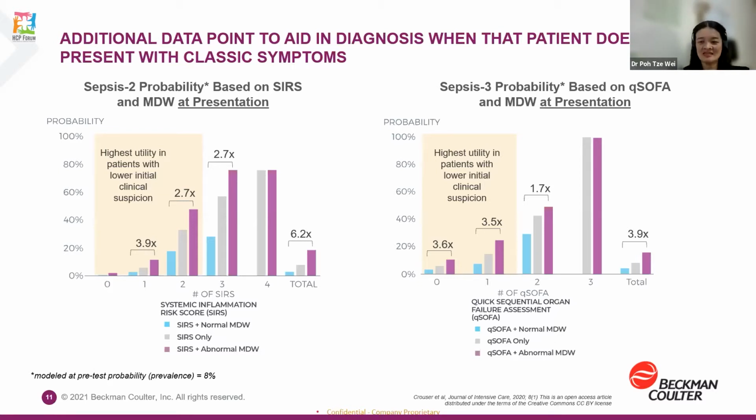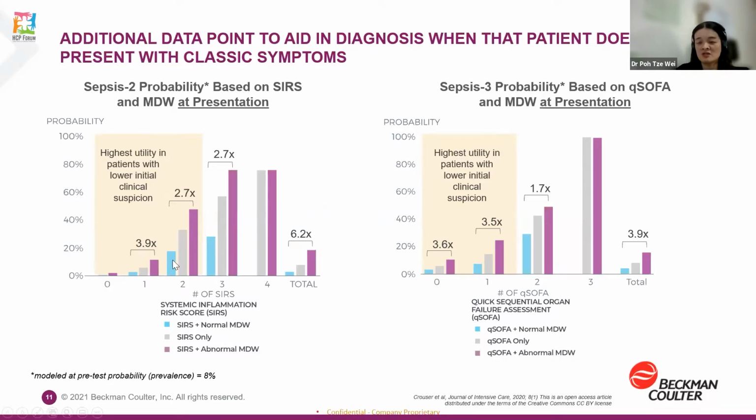I think it's really just additive information that's very available very early on as part of the CBC with differential, at no additional cost or change in workflow to the physician in the emergency department. So if you take a look here, in a patient presenting with 1 SIRS and a normal MDW, this patient has a very, very low probability of developing sepsis. However, if this patient with 1 SIRS has an abnormal MDW at presentation, you can see that the probability of the patient developing sepsis does increase up to 4-fold.